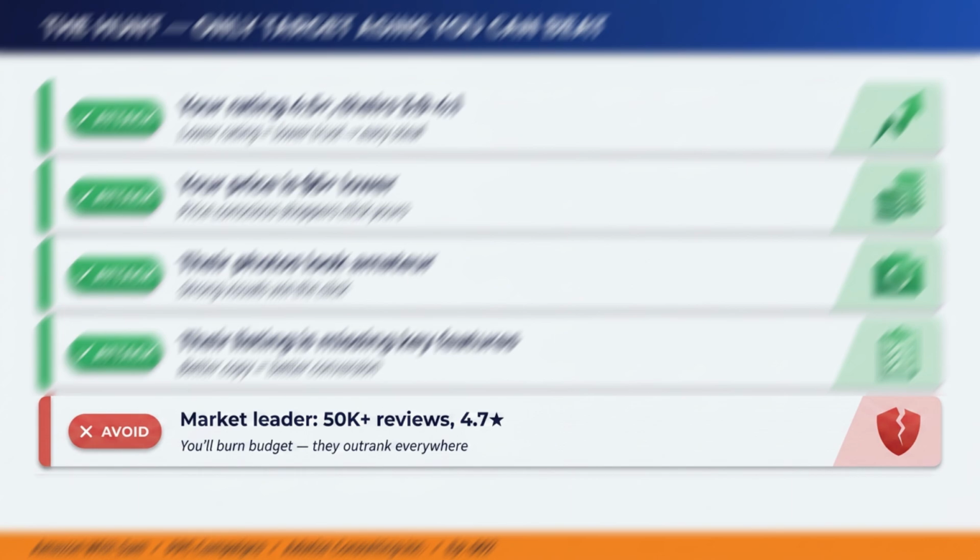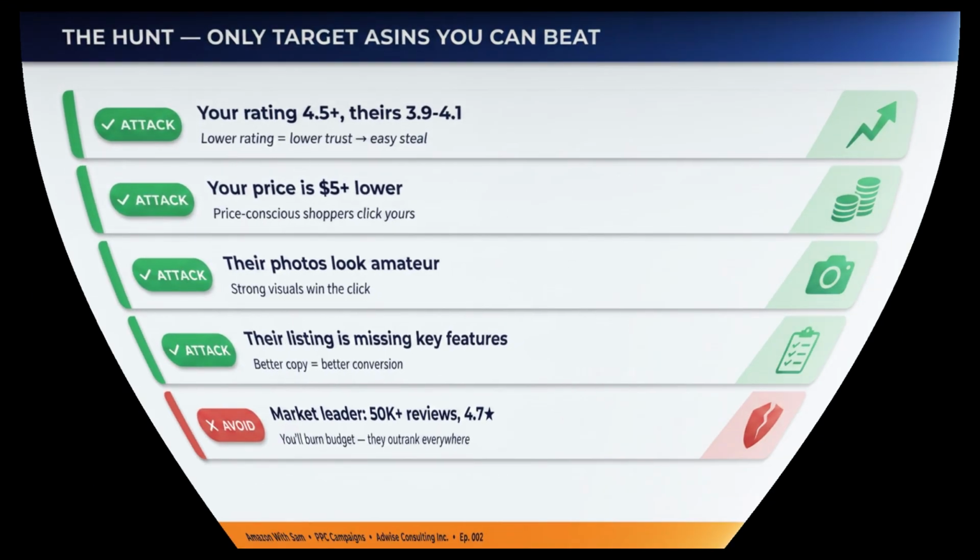You'll burn budget and you'll lose. PPC is war, and in war you pick your battles. Here's the secret.